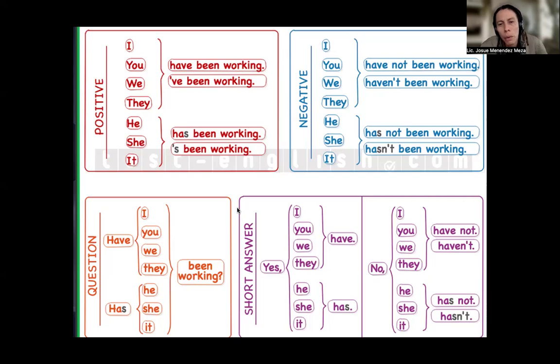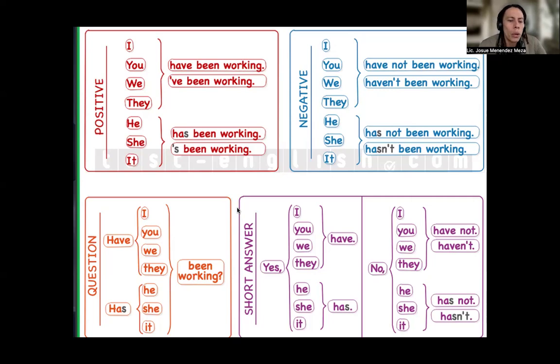In the negative way we have to add a not after the auxiliary have. I have not been working. You haven't been working. In case of third person, we can use has. For example, she has not been working, or she hasn't been working. Okay.